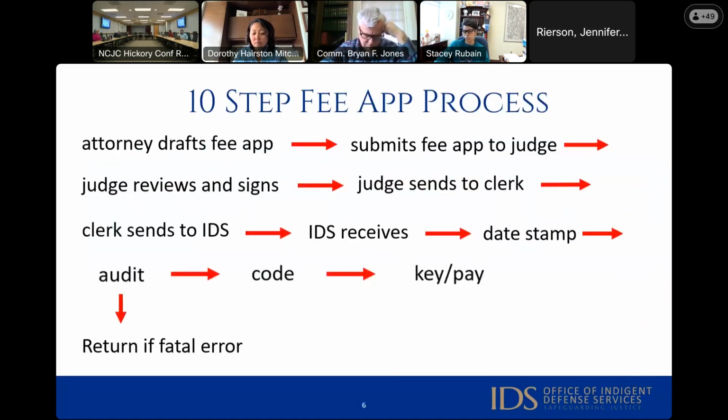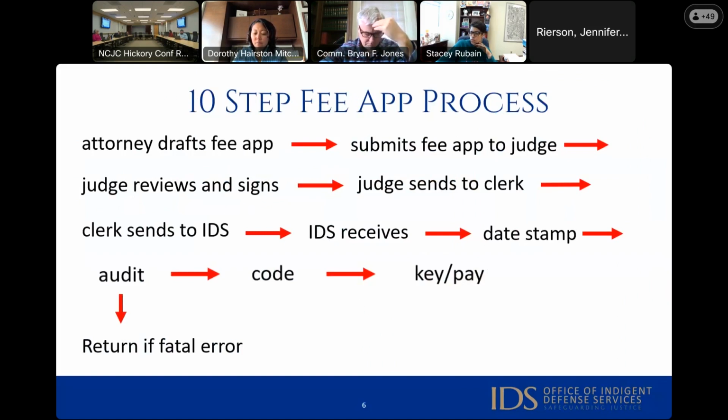The current process is 10 steps, and it requires the fee app to go through 5 different sets of hands. There is a chance for delay at every single stage in this very antiquated process. First, the attorney has to draft the fee app. They have to submit it to the judge. The judge has to review and sign. The judge has to get it to the clerk. The clerk has to, in some cases, clerks do some processing of their own. Again, it's different in different counties, but then the clerk has to get it to IDS.